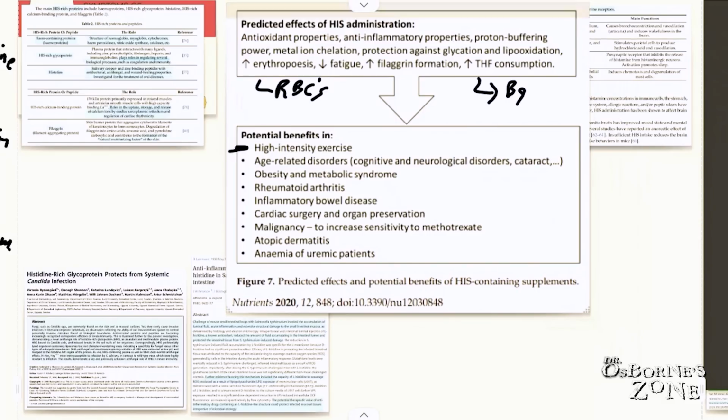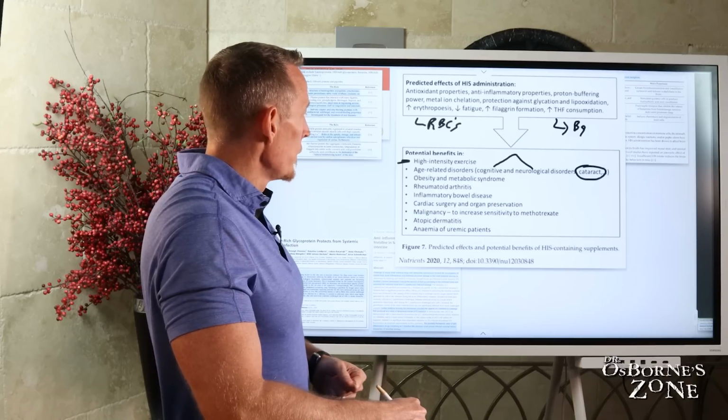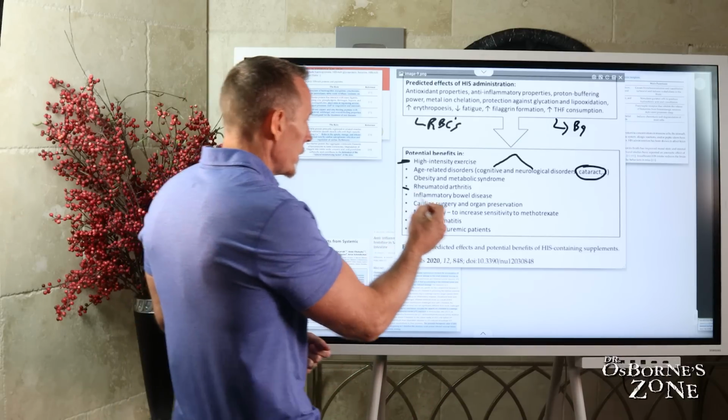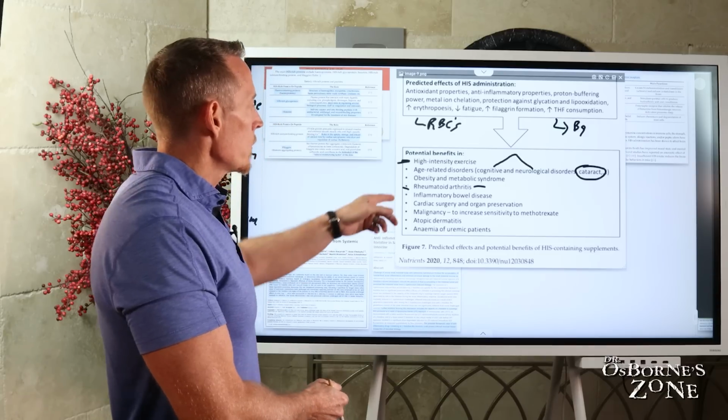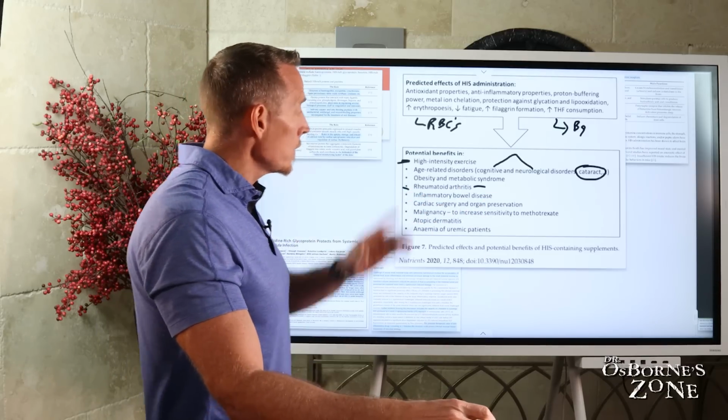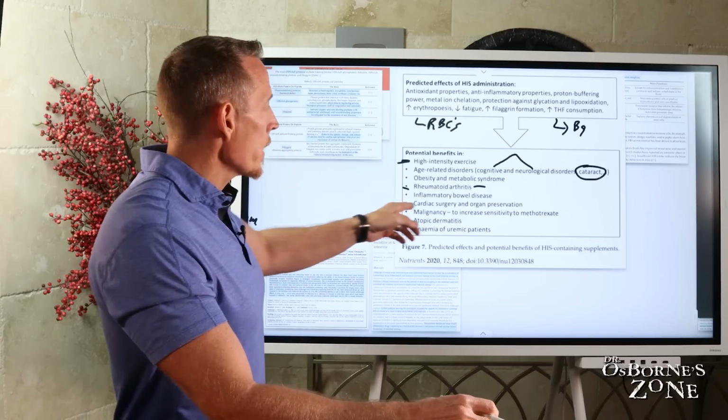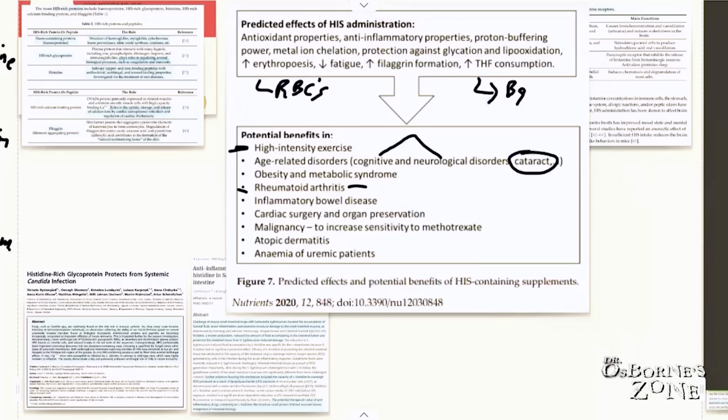Age-related disorders, those of you struggling cognitively or neurologically. Those of you with cataracts might want to consider having your histidine levels checked. Obesity and metabolic syndrome, we know it can have impacts on the inflammatory cascade. There have been human studies on histidine being effective in patients with rheumatoid arthritis. We know there's implication here for inflammatory bowel disease. I'll talk about why in just a minute. Cardiac surgery and organ preservation, as we mentioned, you need histidine to regulate calcium in your heart muscle.